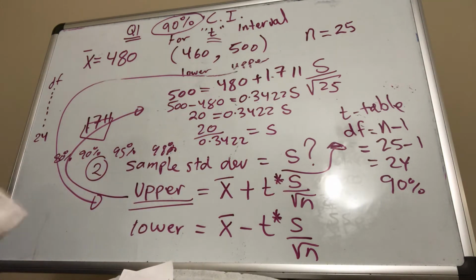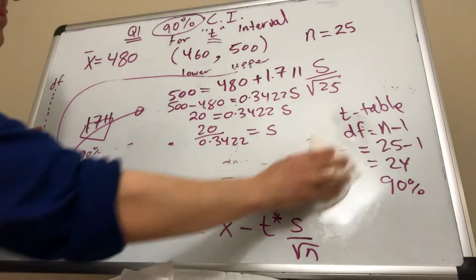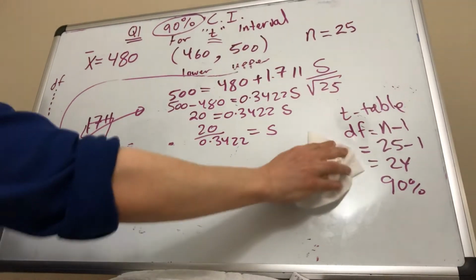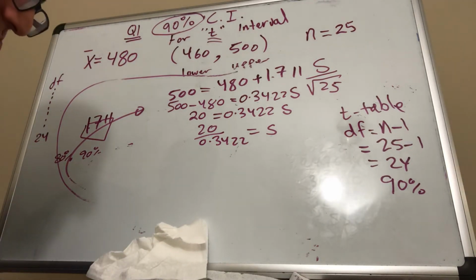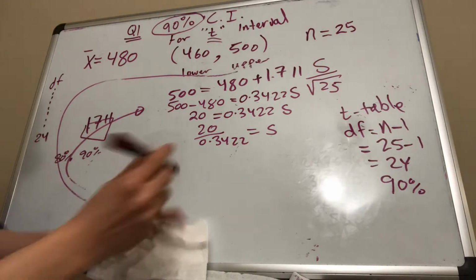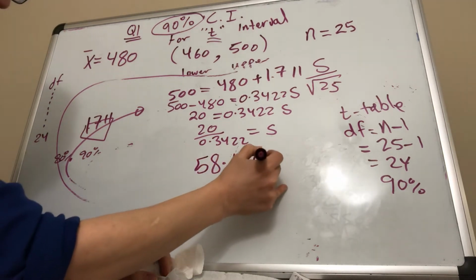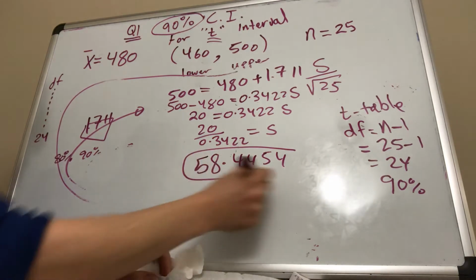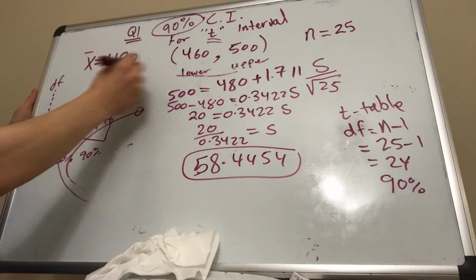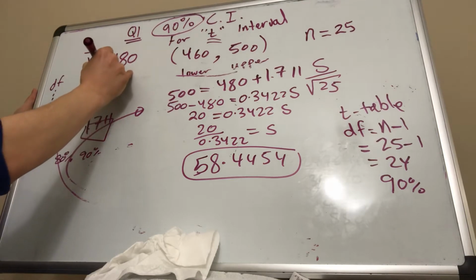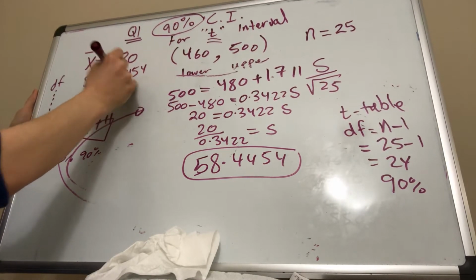I'm going to erase some of this here. So 20 over this will give you the standard deviation of 58.4454. That's your standard deviation. So now I'm going to add this to my information section, 58.4454.